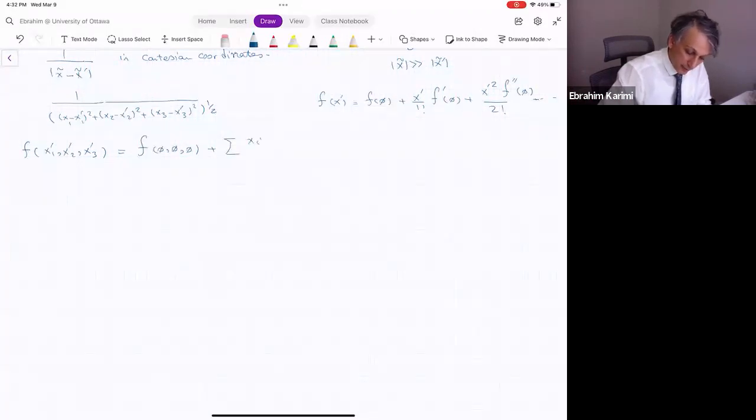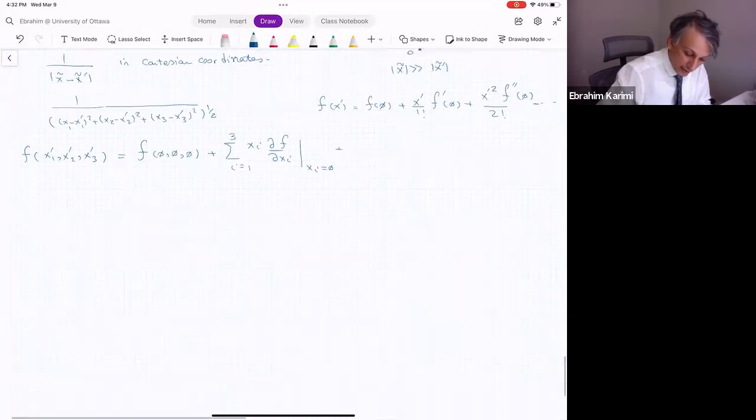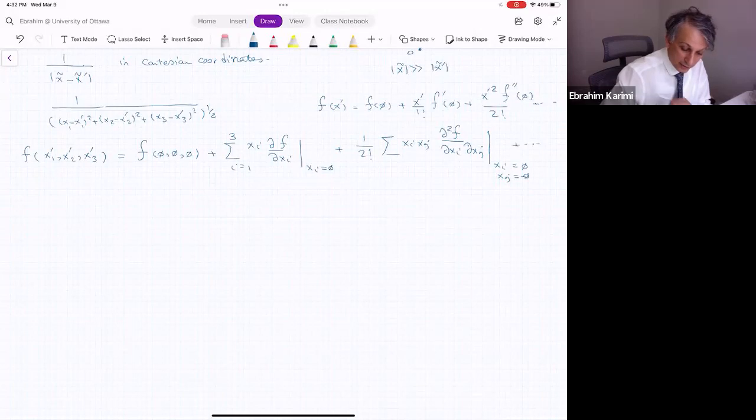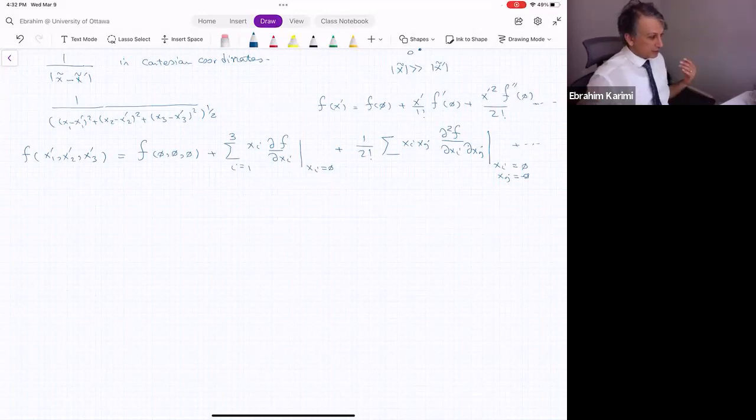The second term that you will get is the summation of xi, derivative with respect to xi of f at xi equal to 0, where i is changing from 1 to 3. The third term will be 1 divided by 2 factorial, summation of xi xj, second derivative of f with respect to xi and xj, at xi, xj equal to 0, and plus other terms. This is what we will get.